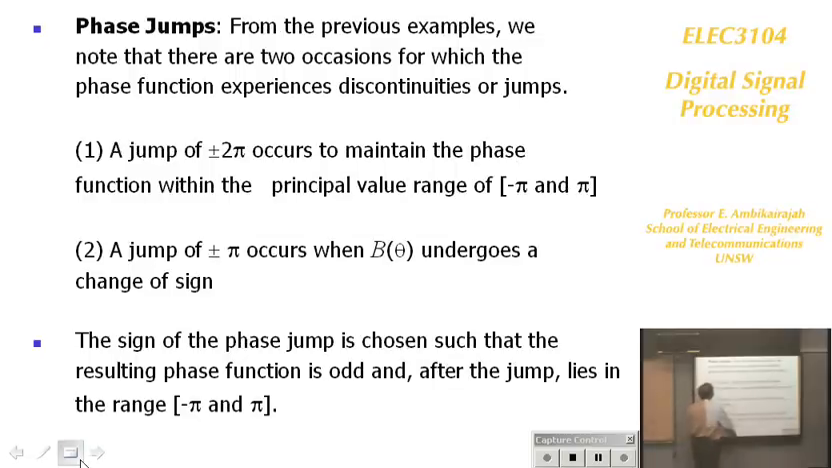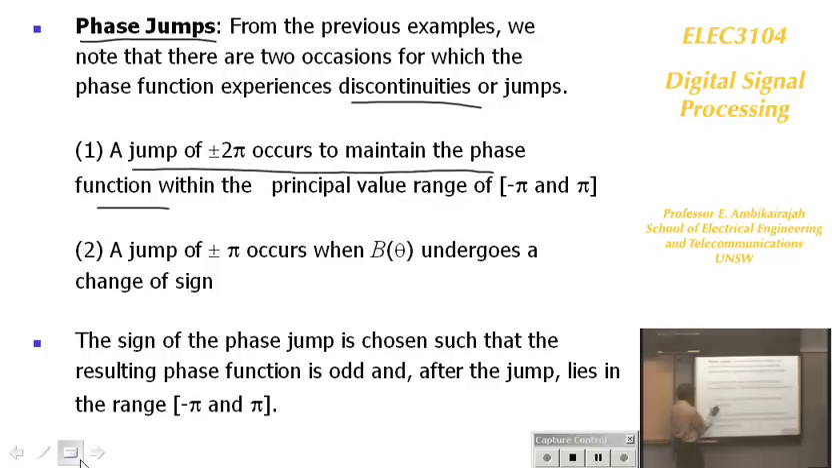So phase jumps are very important. From the previous example, we note that there are two occasions on which the phase experiences a discontinuity or jump. A jump of 2 pi occurs to maintain the magnitude and phase function within the principal value of minus pi to plus pi. A jump of plus pi occurs when B theta undergoes a change of sign. If there is a change of sign in the magnitude B theta, then it's a jump of pi, otherwise a 2 pi jump. And I can only explain this further using a few examples.